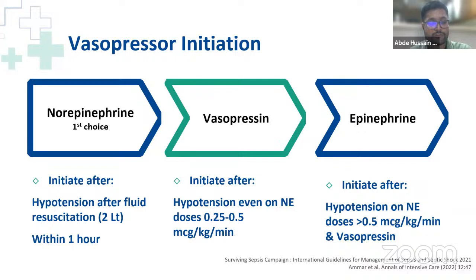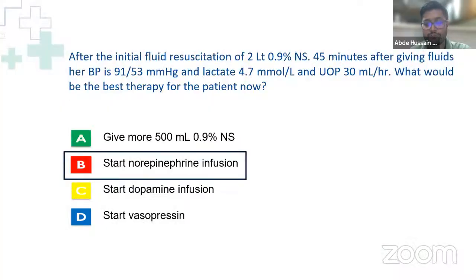Once we start norepinephrine, we see the response, and if the patient is still not responding, we can further add vasopressin. As we had seen in the pathophysiology, there is a vasopressin deficiency that can occur in later stages. So when the patient is still hypotensive on norepinephrine doses of 0.25 to 0.5 mcg per kg per minute, we can start vasopressin. Epinephrine is a further choice, even after hypotension on norepinephrine and vasopressin. So here we will start norepinephrine. We don't want the patient to be in a hypotensive state for a long time.